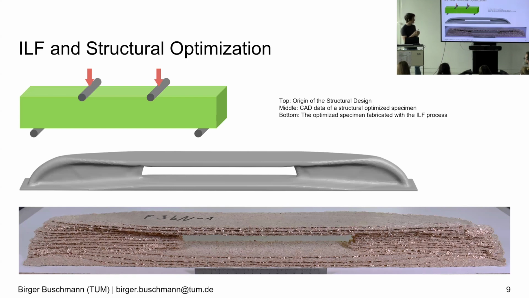Here in this picture, you can see a 4-point flexural test specimen that was successfully designed with structure optimization and then finally fabricated with the ELF process.